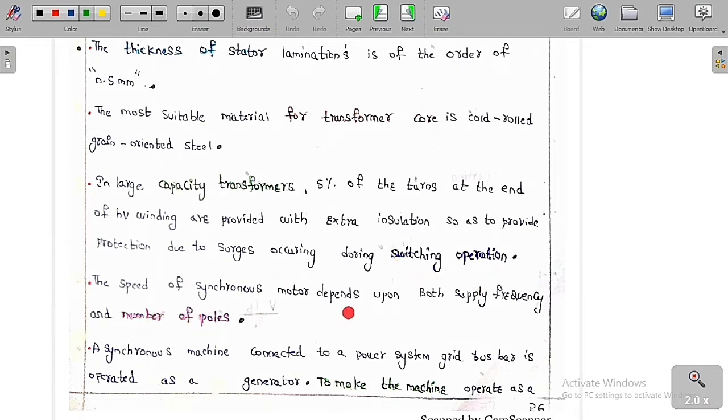The speed of a synchronous motor depends upon both supply frequency and the number of poles. As already told, in a synchronous motor, NS = NR = 120f/P.